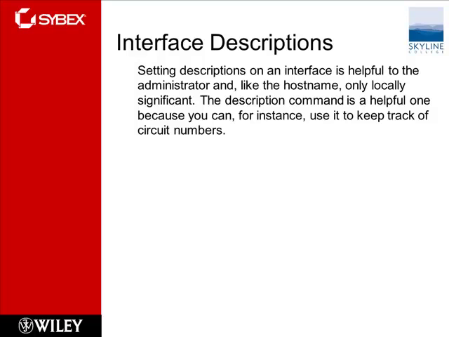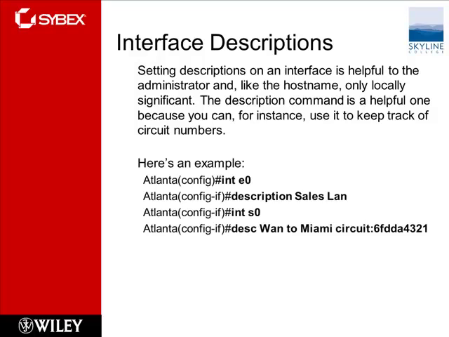Password descriptions and host names, we kind of talked about that, locally significant. A description command is helpful because you can keep track of circuit numbers. You can also use it to make it easier for whoever succeeds you in the job as you document these things. Interface, and go through here, Atlanta config interface Ethernet 0 1, description, whatever it's going to be, interface serial 0. And notice that we went from config to interface. We go from the config interface to a different interface. You don't have to go back to go to a new interface.